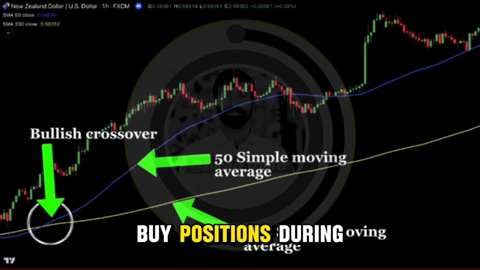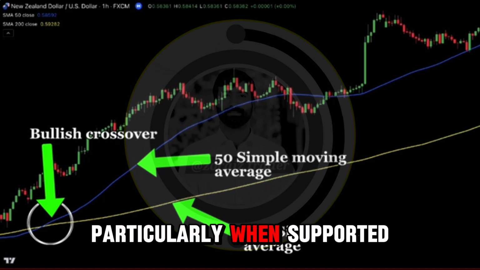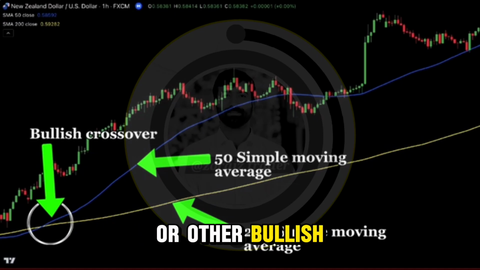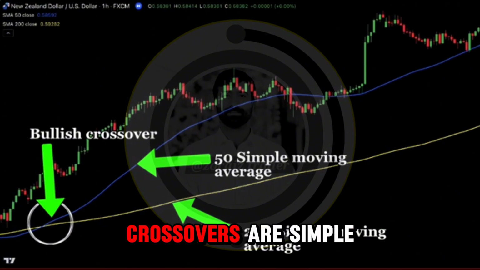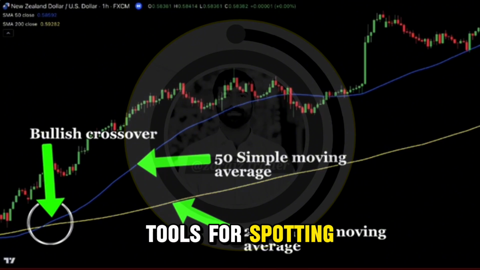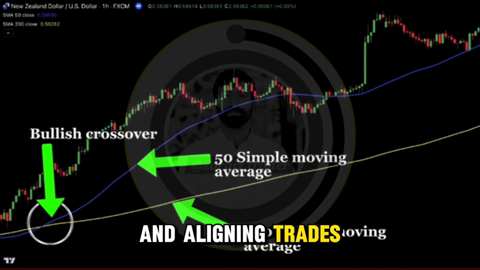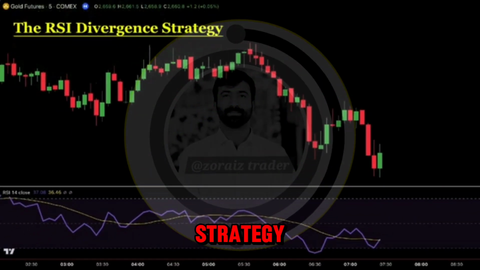Traders often enter buy positions during this crossover, particularly when supported by increasing volume or other bullish indicators. These moving average crossovers are simple yet effective tools for spotting long-term market trends and aligning trades with the overall direction. The RSI divergence strategy.